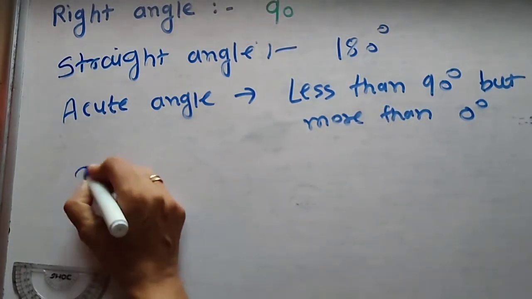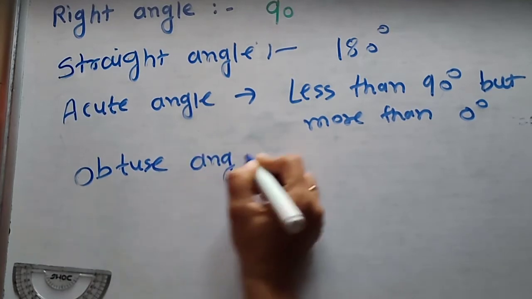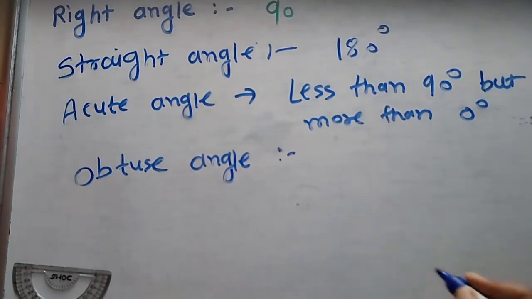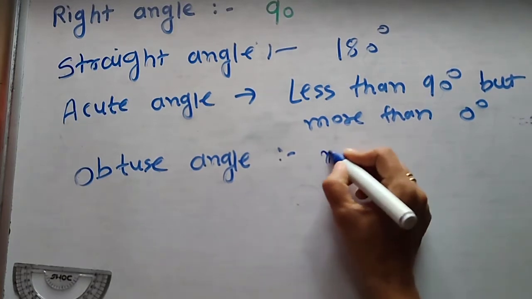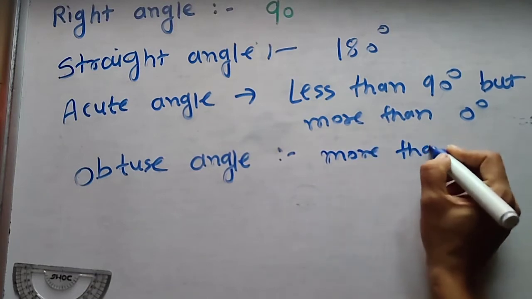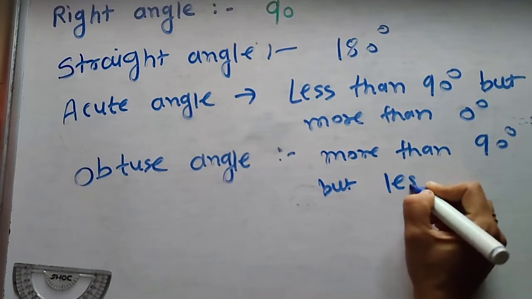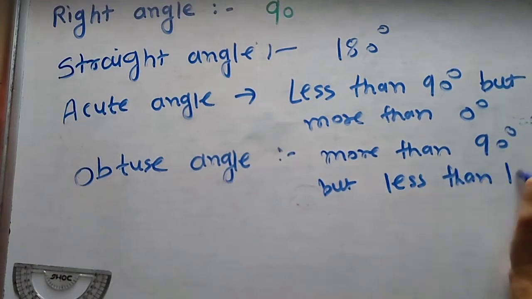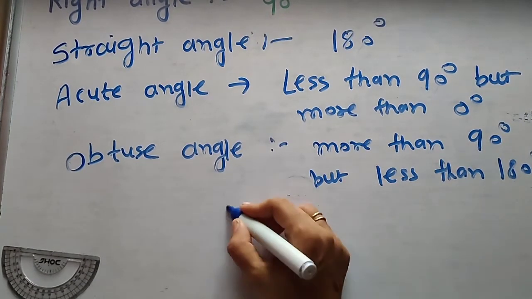Then next is the obtuse angle. An obtuse angle means the angle which is more than a right angle, meaning 90 degrees, but less than 180 degrees. See here, more than 90 degrees but less than 180 degrees. This type of angle is called an obtuse angle. See here, this type of angle.